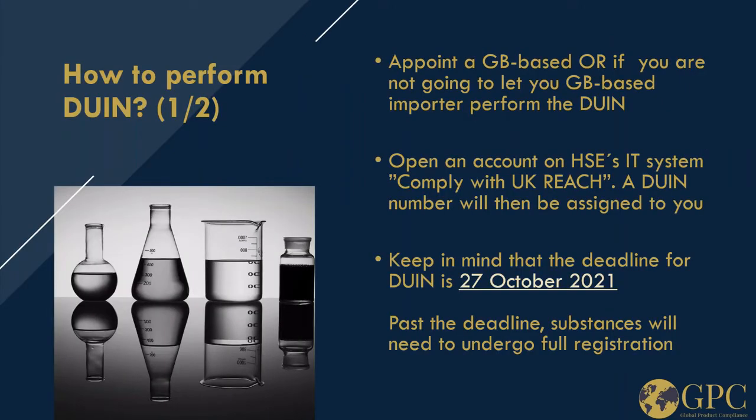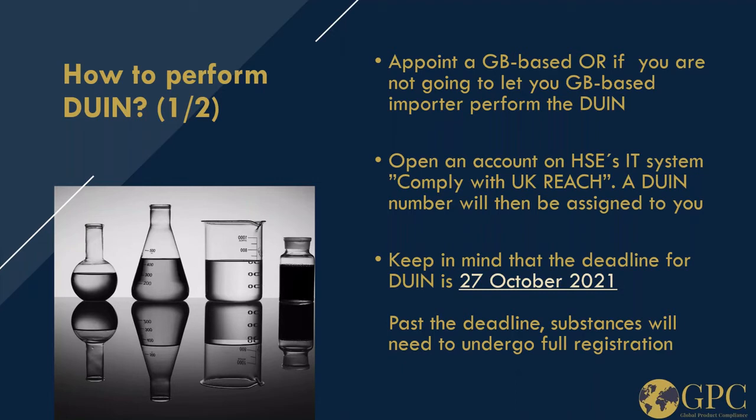How to perform DUIN? Appoint a GB-based OR, or if you are not going to let your GB-based importer perform the DUIN, you need to open an account in HSE's IT system, Comply with UK REACH, and the DUIN number will then be assigned to you. And as I mentioned several times, 27th of October is the important deadline to perform DUIN. Past the deadline, substances will need to undergo full registration.